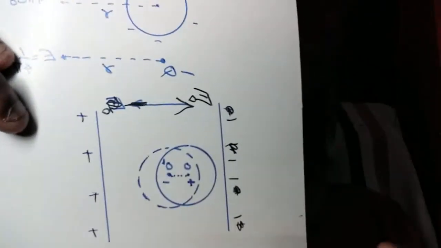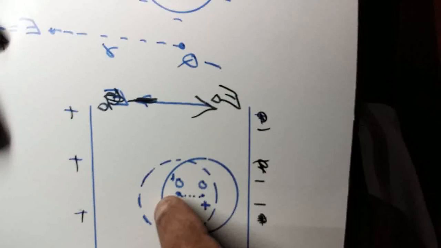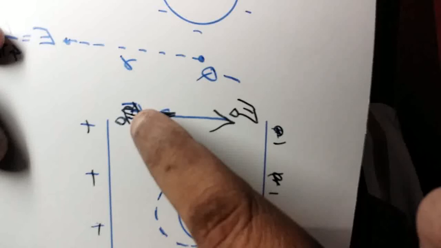Or the atom acquires a dipole moment, with the dipole moment directed towards the negative plate, because dipole moment as a vector is directed from minus q to plus q. So here the dipole moment is in this direction, that is, in the direction of the applied electric field. This process is called polarization of the atom. Polarization means the atom acquires a dipole moment in the presence of an electric field.